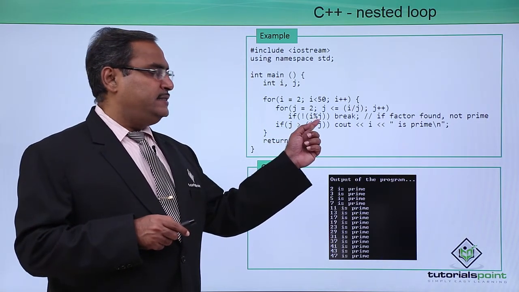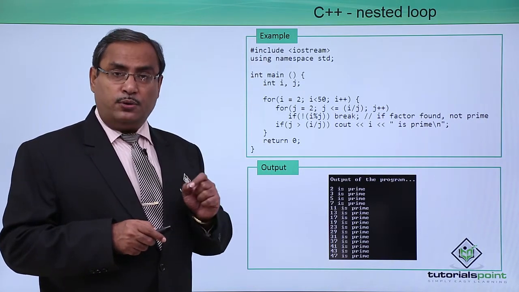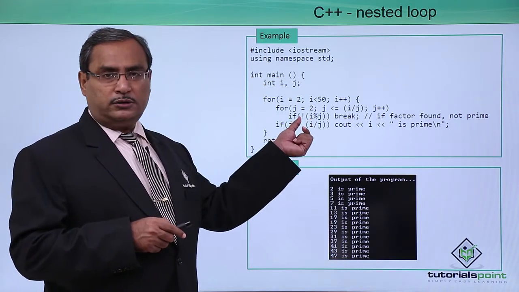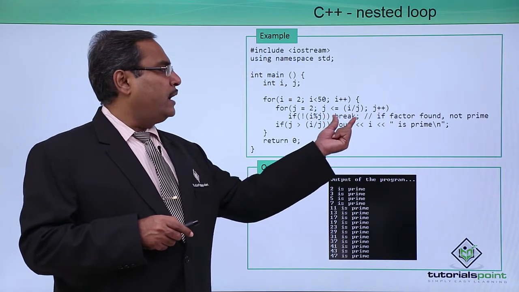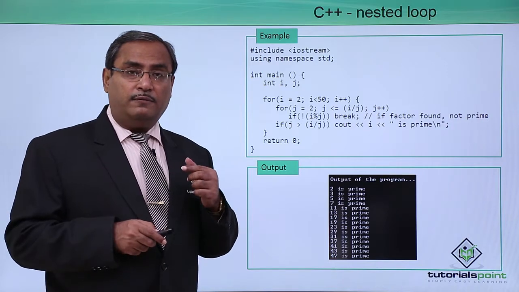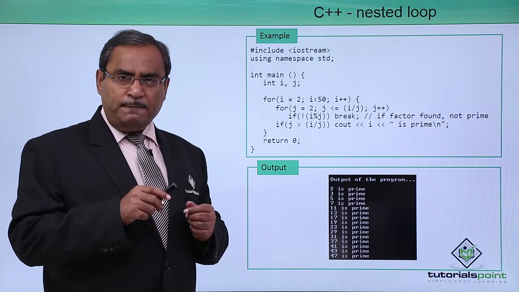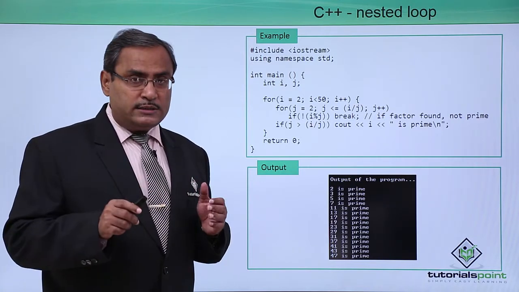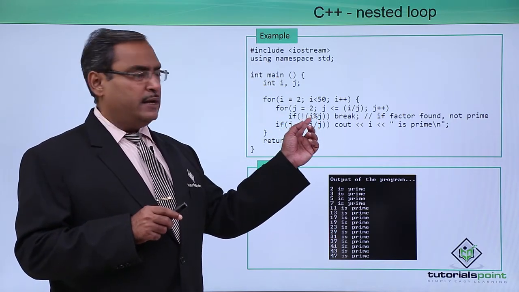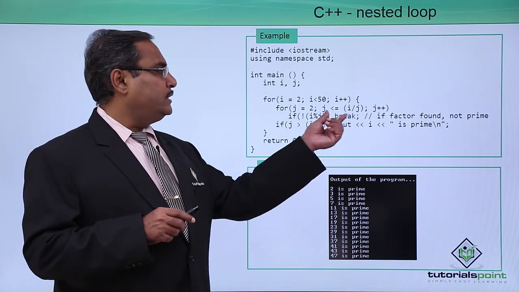If i percentage j is 0, that means i mod j is 0. That means j is a factor of i. In that case, if I go for the not, then the condition will become true, and I am coming out from this inner for loop. Why? Because j has become a factor of i. We know that prime numbers are those numbers which are divisible by 1 and the number itself, that is, no other separate factors are possible. So if j has become a factor of i, the mod will be 0, not of 0 will be true, then I shall go for the break.